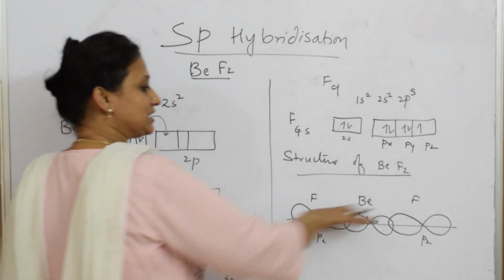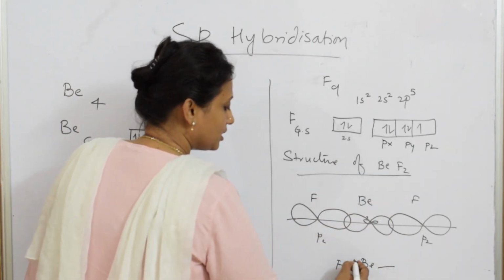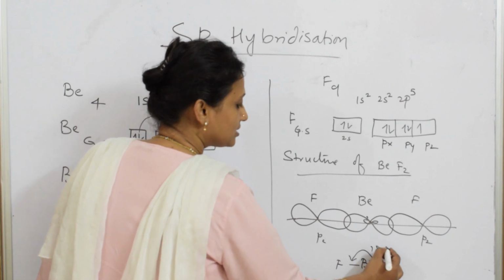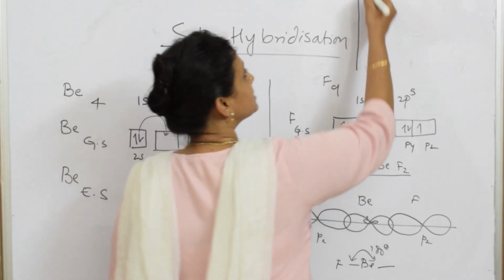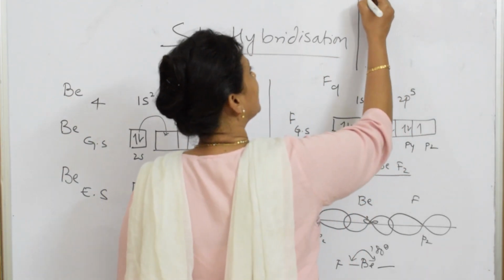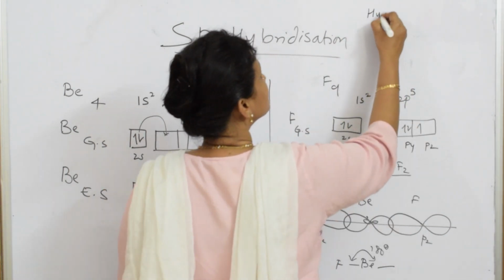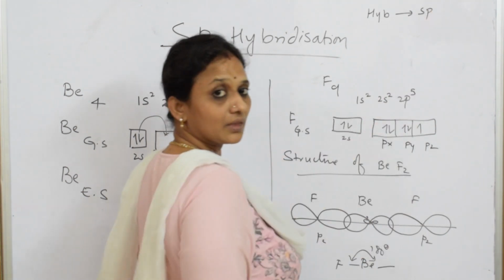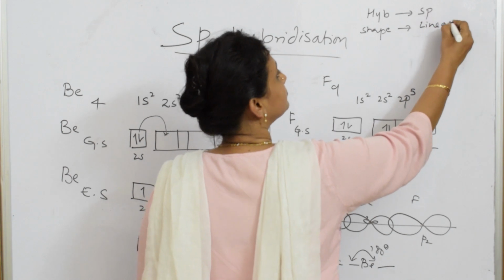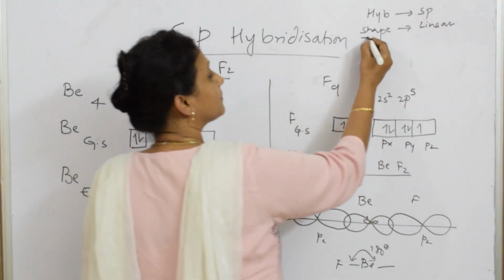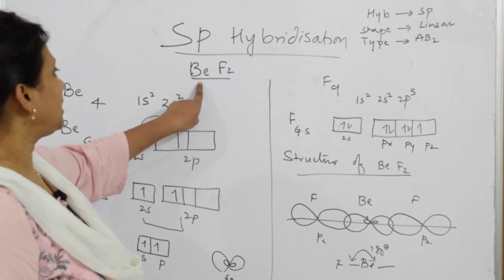So how are you finding? It is linear, right? Be, F, and F, the bond angle here is 180 degrees. It is linear in shape. So what are you going to conclude in the sp hybridization? You're going to write: hybridization is sp, shape is linear, type AB2. We have studied in VSEPR theory the AB2 type.